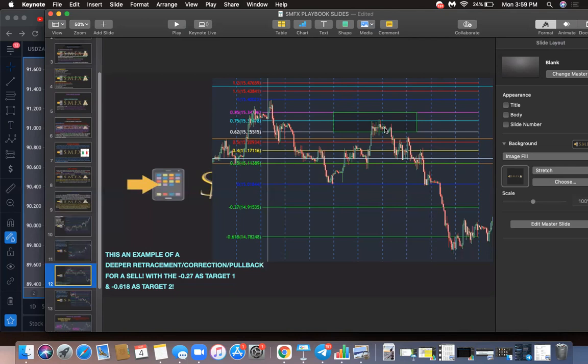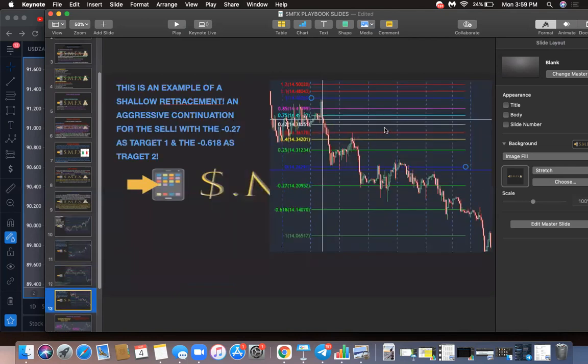So that's a deeper retracement. Now we have our shallow retracement, which is once again a respect of the 40 and the 25%. And as you can see, the market makes its way to TP1, TP2, TP3.